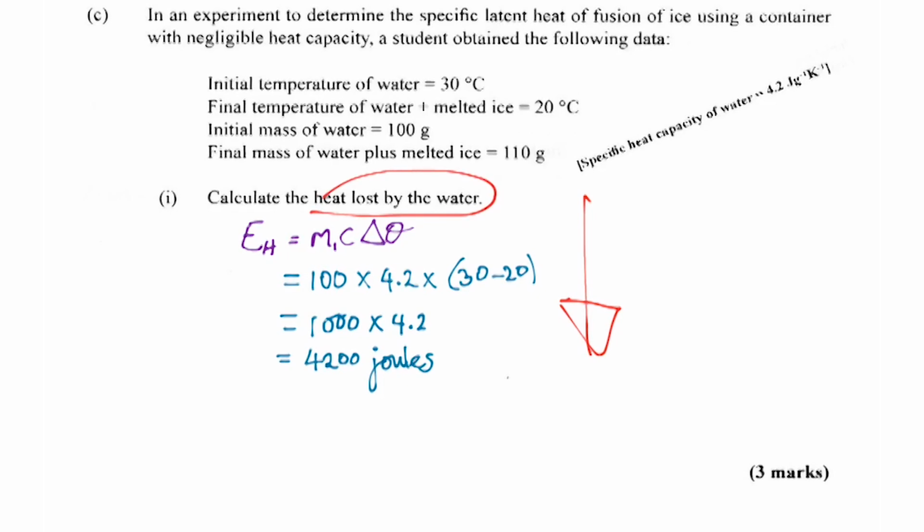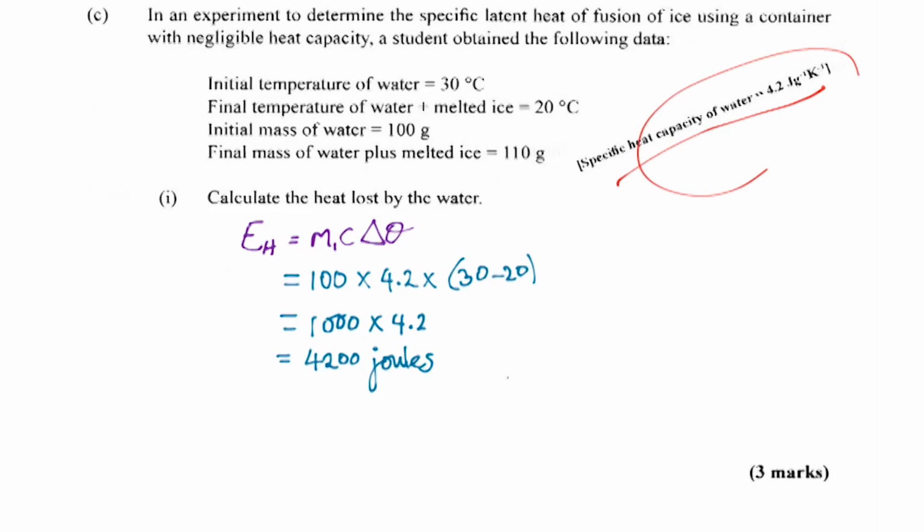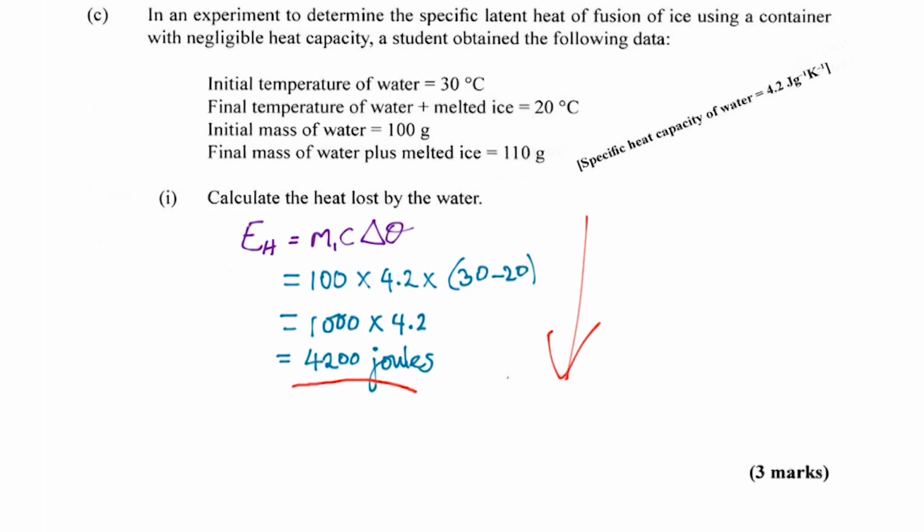So calculate the heat loss by the water. You use the equation for specific heat capacity, and they gave you the specific heat capacity at the end of the question. I just put it in there, and you calculate that, and you get this. Does that number look familiar? That's because 4200 is the specific heat capacity number. So that number should be like family by now. When you see that, you should know whether things are going correctly or not.